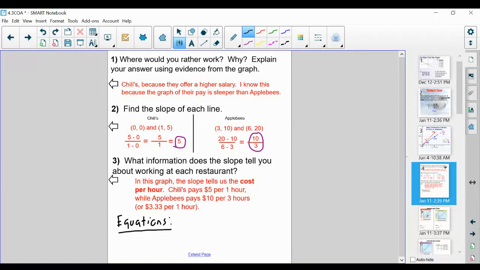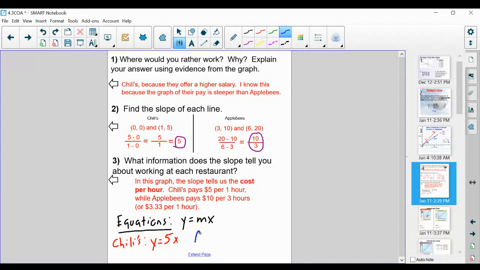Well, as we recall, this is direct variation. It's a straight line. It's going through the origin. So it should be of the form y is equal to mx, again, where the m is our slope. So if we look at Chili's, what would be the equation for Chili's if we know the slope is 5? Yeah, it's going to be y is equal to 5x. And we got that from interpreting the graph. We said, oh, it pays $5 per hour.